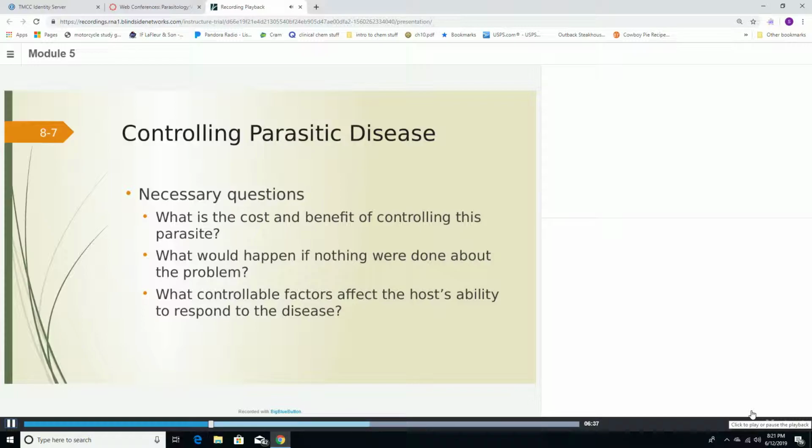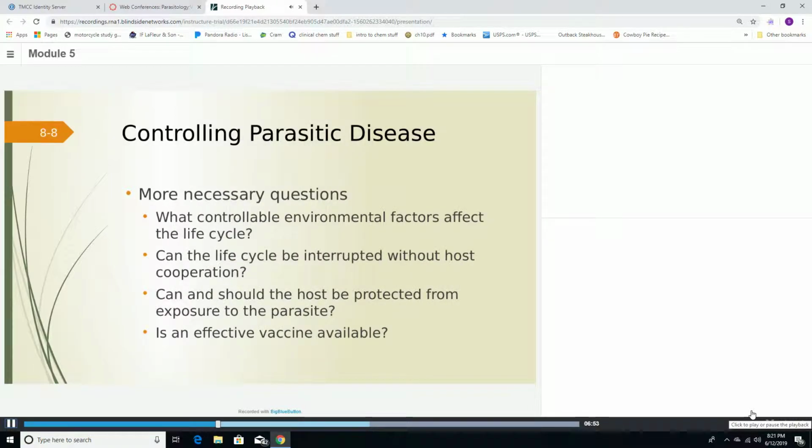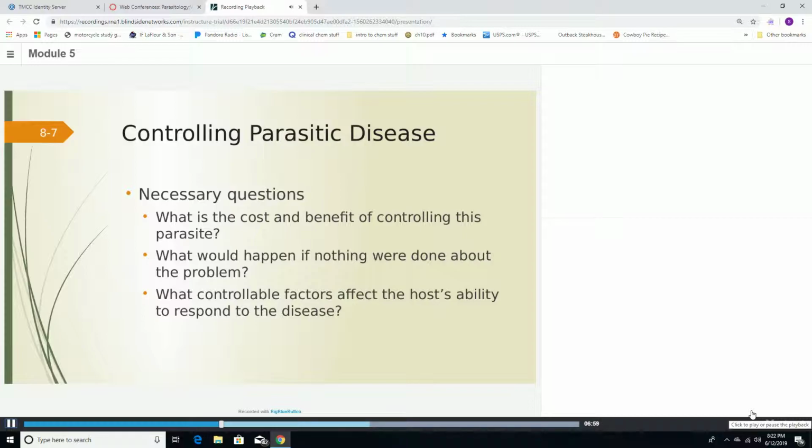So when we think about controlling parasitic diseases, the book suggests that we ask some necessary questions. What is the cost and benefit of controlling this parasite? What would happen if nothing were done about the problem? What controllable factors affect the host's ability to respond to the disease? So let's go back and answer some of these questions a little bit.